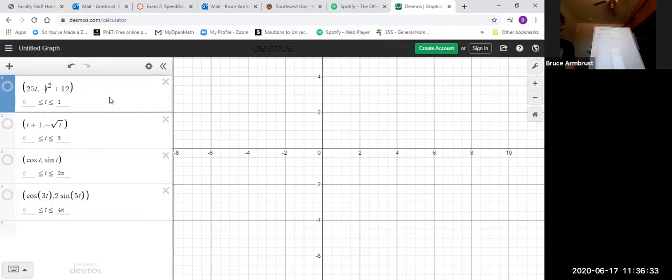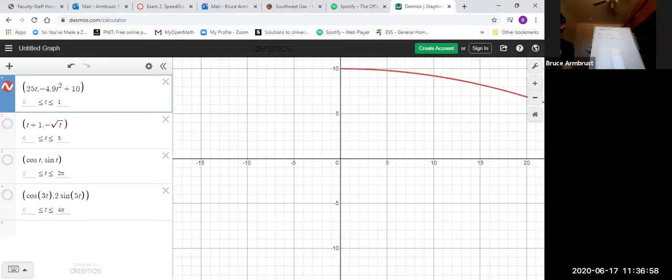So we had 25t, that was our x. Our y was minus 4.9 t squared, and then plus, what was it, 10? Okay. And let me turn it on. Right now the t values are from 0 to 1. You don't see anything, so let me zoom out. Oh, hey, look, there's some graph.